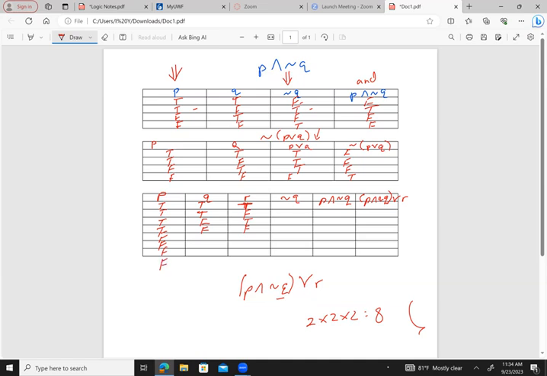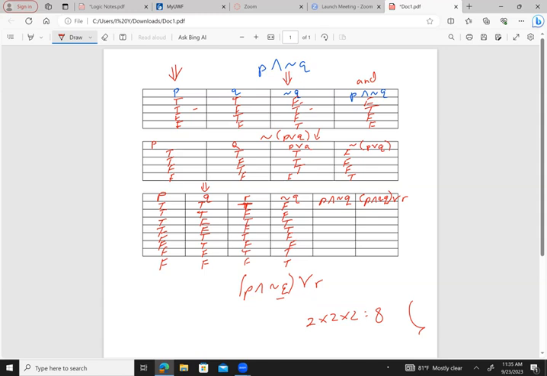No, we don't have enough lines here. Then we have true, true again, true and false, and then false, false again, and true and false. So now we're looking at not Q. So we go down Q and we do the opposite. False, false, true, true, false, false, true, true.